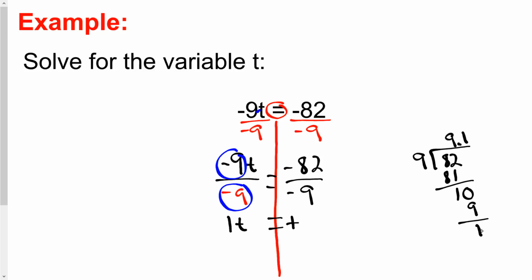How many times does 9 go into 1? Oh, it doesn't. Gotta bring down that 0. It goes into it once. What we're going to see here is that this 9.1 just keeps on repeating, and we'll talk more about what that means later. So for now, we'll just round it to the nearest hundredth spot and say positive 9.11. So t equals 9.11.